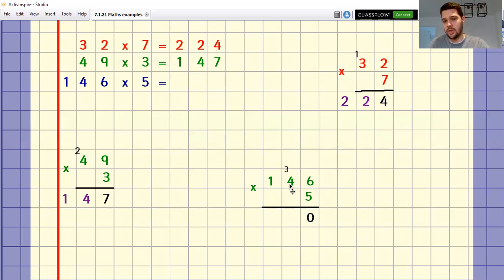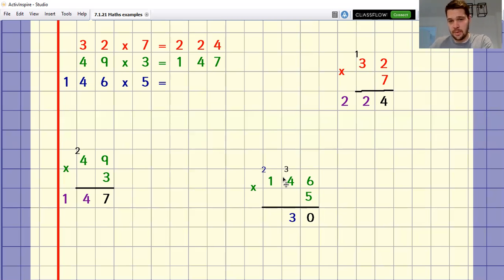I now need to move on to 4 times 5. 4 times 5 is 20, and I need to add my 3 tens that I carried over. So I've got 23, but I don't put 23 now like I put 14 here because I've still got a digit in my hundreds column. So I've had to carry my 2 over. Let me show you that again. 4 times 5 is 20 plus my 3 is 23. So I need to put my 3 here and carry my 2.